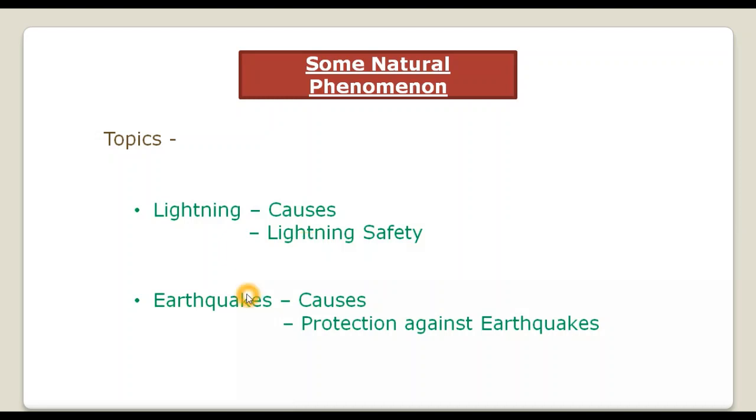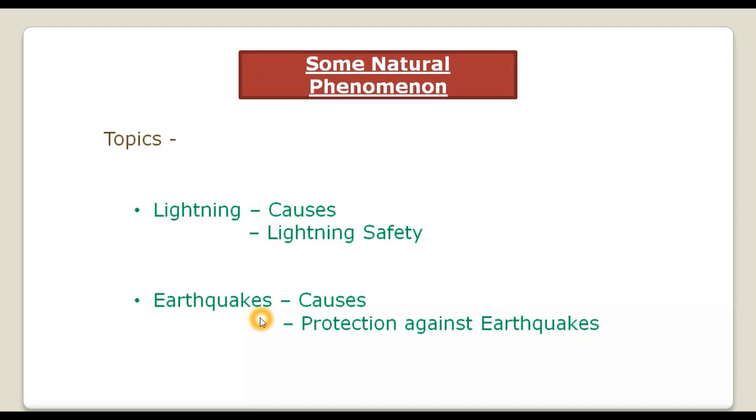Then the second phenomenon we are going to discuss is earthquakes. You would have heard about the massive earthquake which took place a couple of months ago in Nepal. It was a very intense earthquake which caused huge destruction in terms of life as well as property. We will see what causes an earthquake, how we can protect ourselves from it, what are the various ways by which earthquake severity can be measured, and what we conclude out of that. So these are the two important natural phenomena we are going to discuss in this lesson. We'll first start our discussion with lightning.